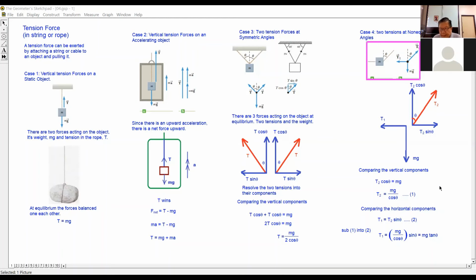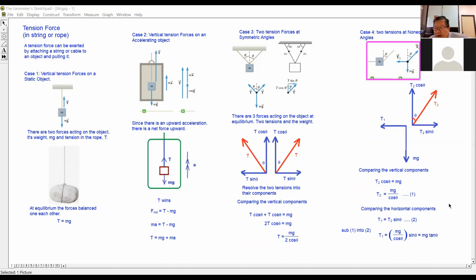Next, we are going to compare the horizontal components. The horizontal components are T1 and T2 sine theta. Since they are acting in the opposite direction, the two forces must balance one another because the object is at equilibrium. If they balance one another, we say that T1 equals T2 sine theta.